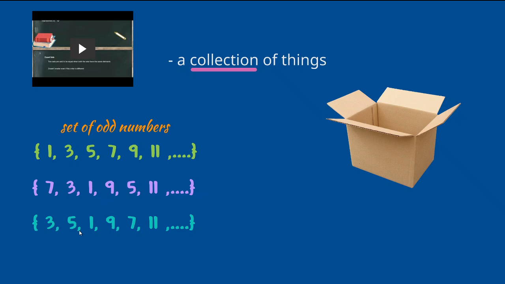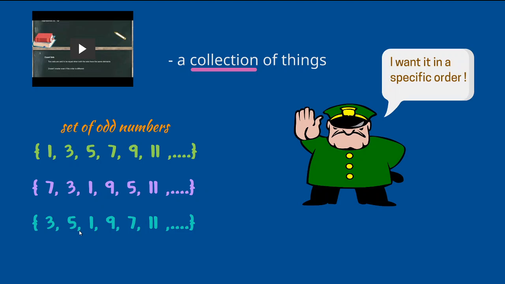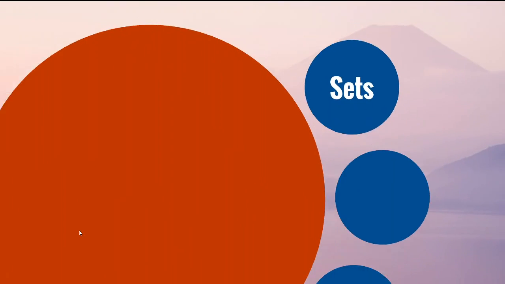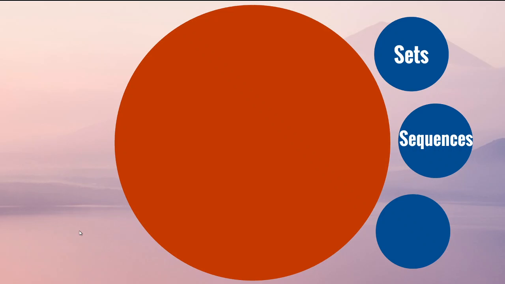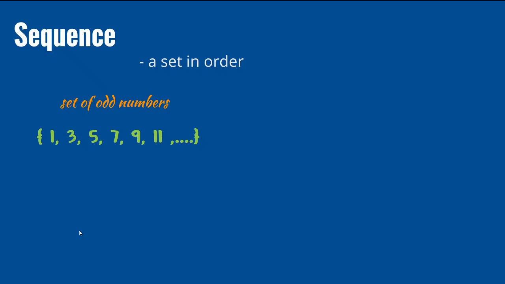But if I say I want it in a specific order, then I have to make it a sequence. So what is a sequence? A sequence is a set in order. That is all. For example, the set of odd numbers. You saw different cases of sets in the previous slide, right? But look here. This is the only way I can write the set of odd numbers till infinity: 1, 3, 5, 7, 9, 11. I have written them in order.